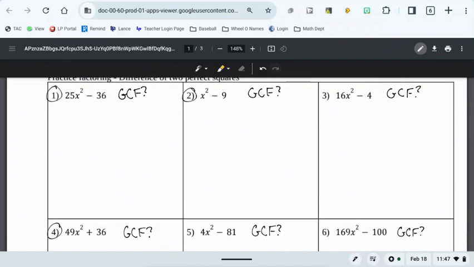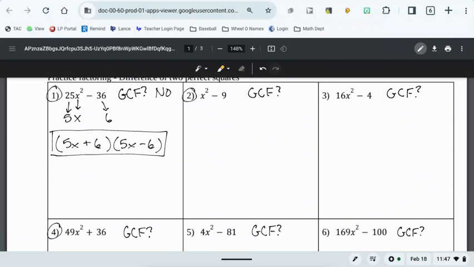Number 1, is there a GCF? We say no. There's no number that goes into 25 and 36. So we continue with our steps. It's a binomial, perfect. Both numbers are perfect squares. So we take the square root of the first term. The square root of 25 is 5, and the square root of x squared is x. The square root of 36 is 6. So we have 5x plus 6, 5x minus 6. And that's it. Difference of two perfect squares factored.